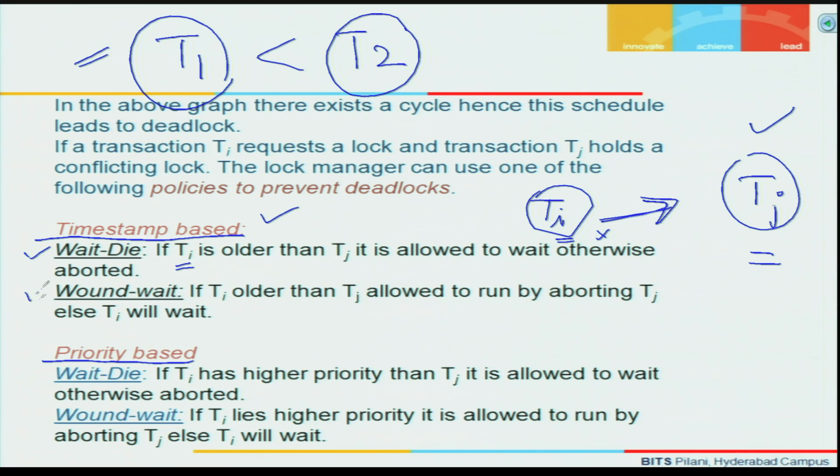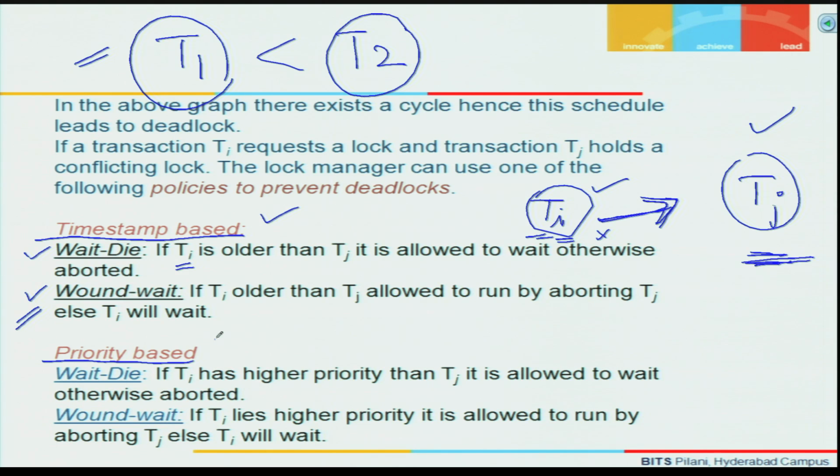The second approach is wound and wait. If Ti, which is making a request for a data item locked by Tj, is older than Tj, it is allowed to run by aborting Tj. That means it will wound Tj. That means we will abort Tj and allow Ti to run. Otherwise, that is, if Ti is younger than Tj, it is allowed to wait. This mechanism is called the wound and wait approach.